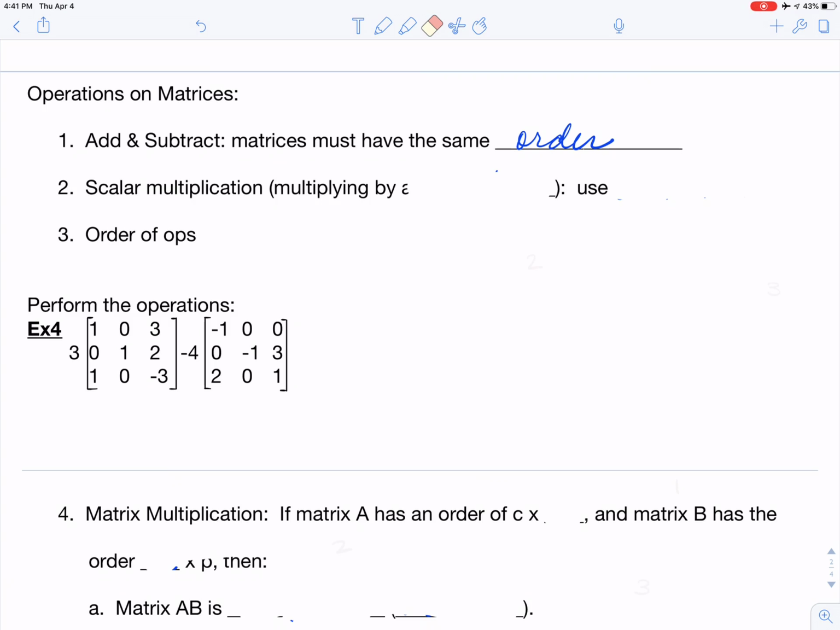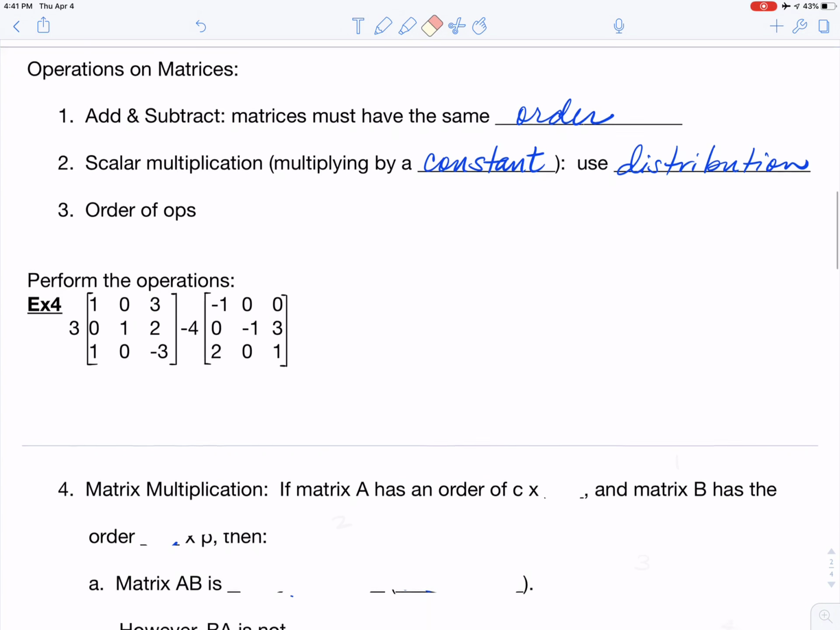Secondly, I'm allowed to multiply by a scalar. And what that means is that I'm just multiplying by a constant matrix. And the way that I do that, if I'm going to multiply by a constant, I just need to use distribution. Thirdly, always follow the order of operations. Just because we're working with matrices doesn't mean that the order of ops is out the door. So you must still follow your order of operations.